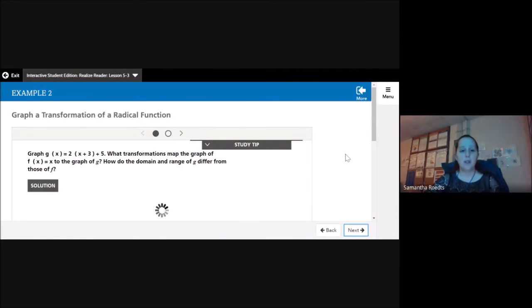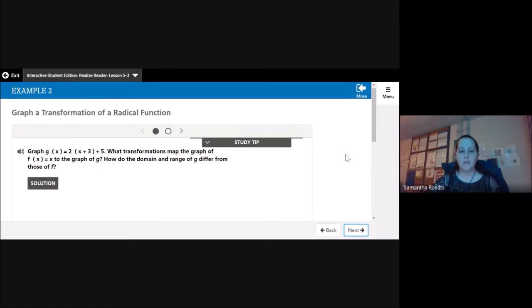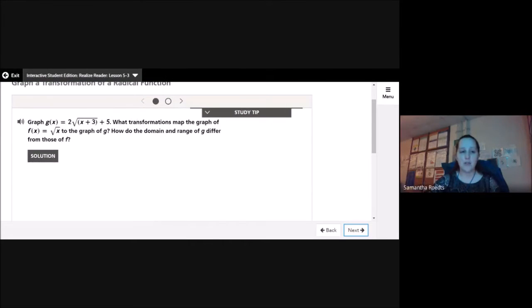Example 2, graph a transformation of a radical function. I want to graph g of x equals 2 square root of x plus 3, plus 5. What transformations map the graph of f of x equals the square root of x to the graph of g? How do the domain and range of g differ from those of f? So looking at this, we know that this is either going to be a stretch or compression. This is going to be a horizontal, and this would be a vertical transformation.